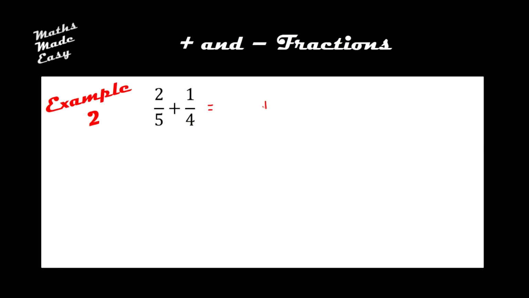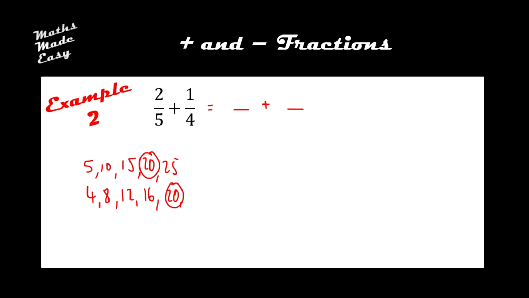In order to do that, what we're going to do is try and look in the times tables for 5 and 4 and try and find the lowest common multiple. So the times tables for 5 goes 5, 10, 15, 20, 25 and so on. The times tables for 4 go 4, 8, 12, 16, 20, and we have just found that 20 is in both of those times tables and it's the lowest one. So 20 is the lowest common multiple of 4 and 5.